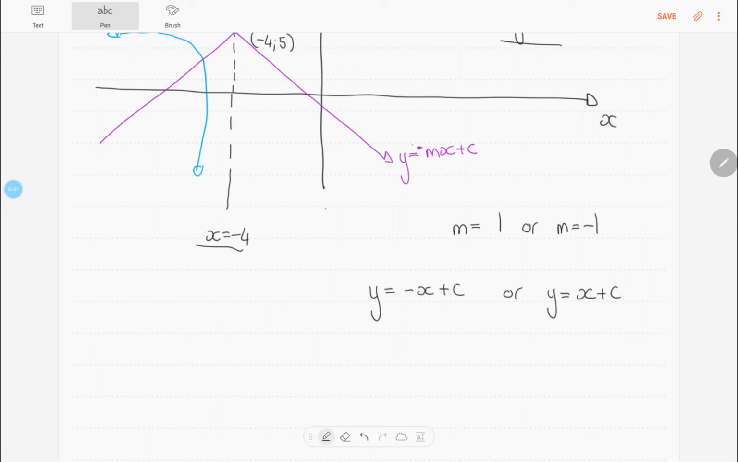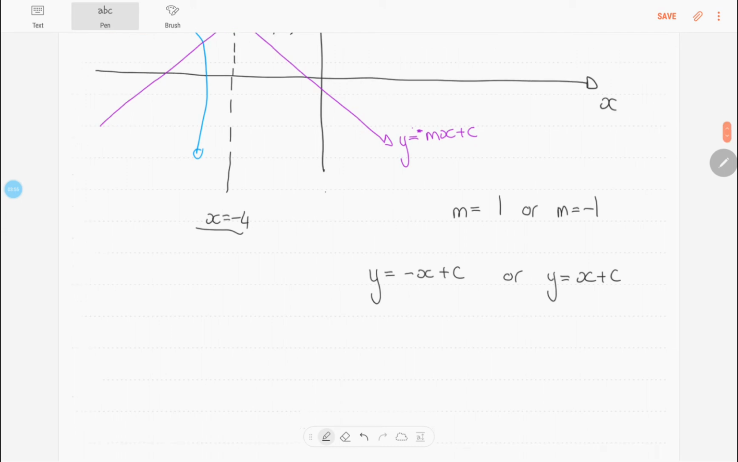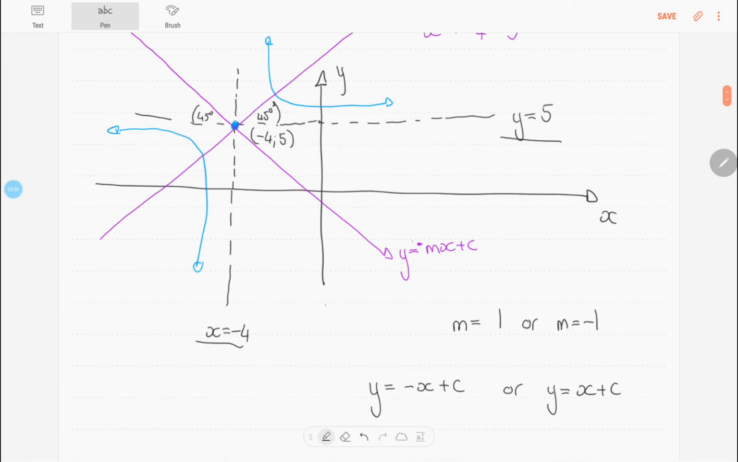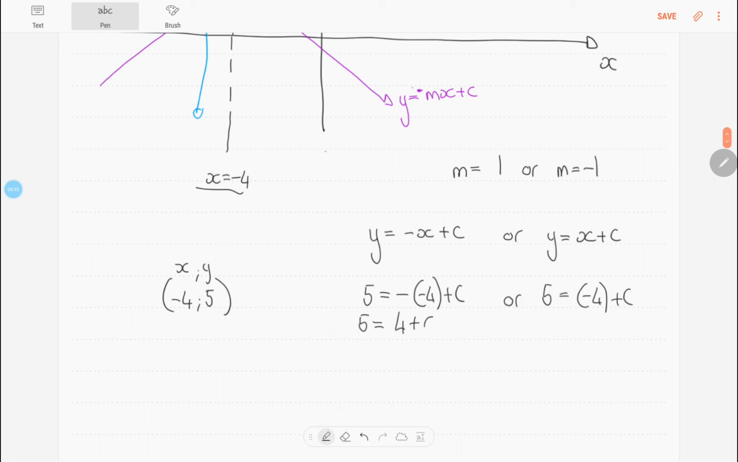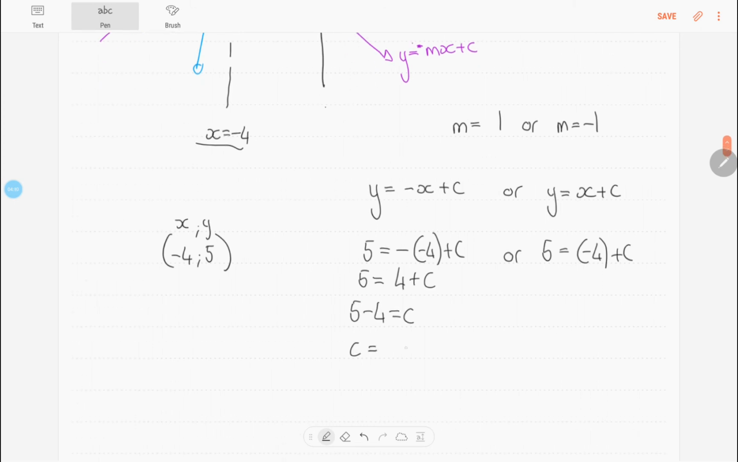Now that we've got our gradient, we just have to find our c value, and we do this by subbing in a point. The only point that we have that goes through this graph is the point of intersection of our asymptote lines, which is minus 4 and 5. That's our x value and that's our y value, and we sub them in. We have to do this for both equations. So y is 5 is equal to minus x, which is minus 4, so we get plus 4 plus c. So 5 is equal to 4 plus c, so 5 minus 4 is equal to c, so my c value is equal to 1.